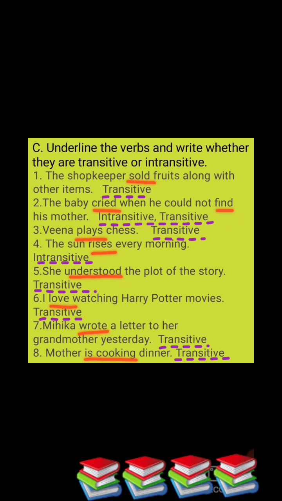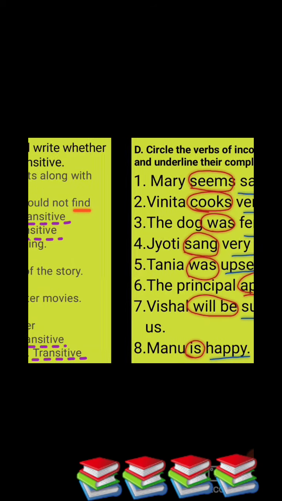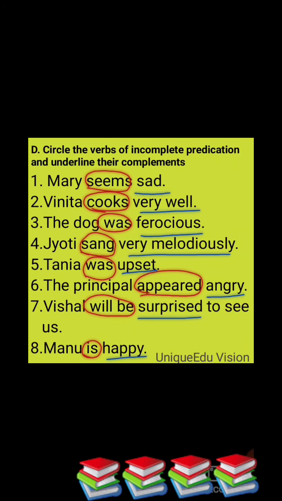So after transitive we discuss incomplete predication. So let's practice incomplete predications and complements. In these sentences you have to circle the incomplete predications and underline their complements. So let's start. Mary seems sad. Seems is your incomplete predication, so you have to circle it. Sad is your complement. Vinita cooks very well. Cooks here is an incomplete predication. Very well is your complement.